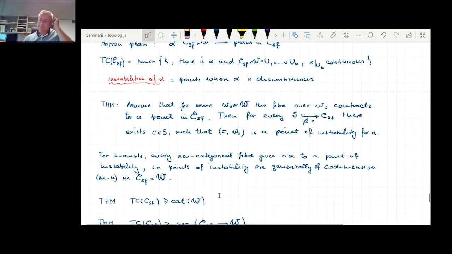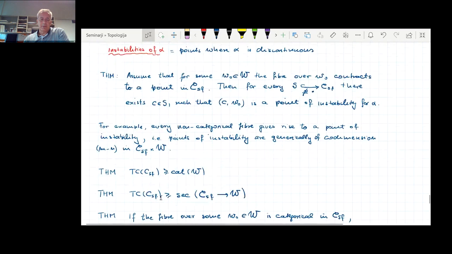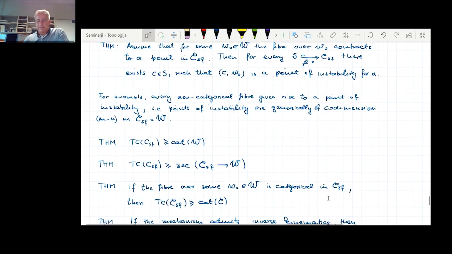And then there are some standard results. For example, the topological complexity of singularity-free motion planning is always at least the Lusternik-Schnirelmann category of the workspace. It's also at least the minimal number of continuous sections for the forward kinematic map. Then again, if there is some categorical fiber, then the topological complexity is at least the category of C. So in general, you expect that the category of C is bigger than the category of W, which means that under this assumption, you get a better estimate than the one here.